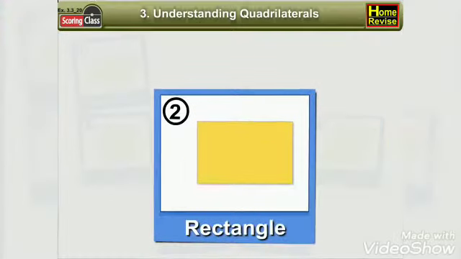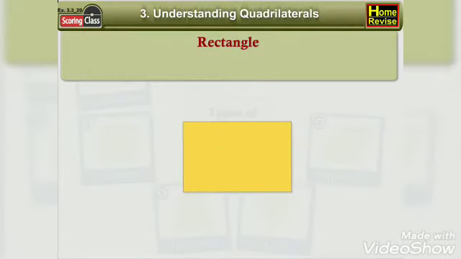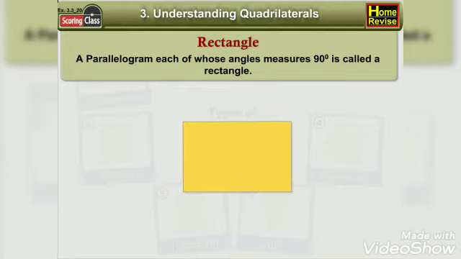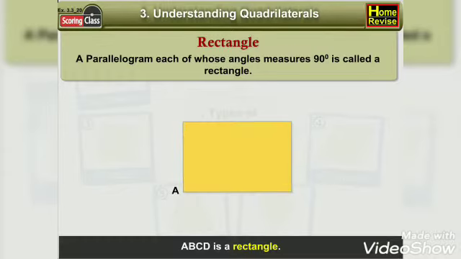2. Rectangle. A parallelogram, each of whose angles measures 90 degrees, is called a rectangle. In the figure, ABCD is a rectangle.